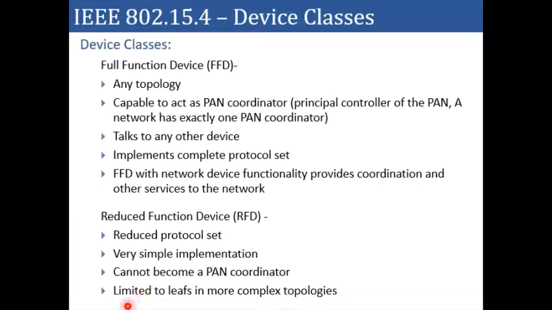These types of devices are limited to being leaves in a more complex topology. A leaf means the PAN coordinator acts as a central controller, and from that central controller you will see multiple leaves coming out, where the end nodes of the leaves will be the reduced function devices, because these devices have the major role of data acquisition from the field and then sharing the data with the PAN coordinator.